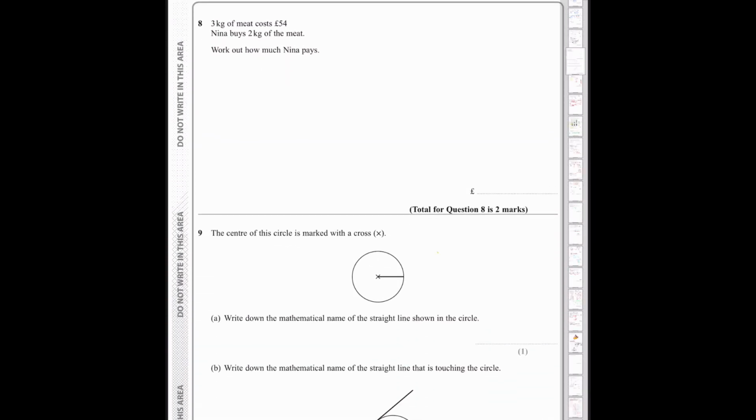Okay then, so on question 8, it says that we have 3 kilograms of meat, which costs £54, and Nina buys 2 kilograms of meat. Work out how much Nina pays. So all we need to do for that is take our £54, and so let's write that down. 3 kg equals £54. Okay, so I want to know what 1 kilogram is. To work out what 1 kilogram is, I need to divide this by 3. Okay, so 54 divided by 3.